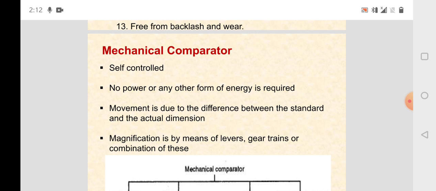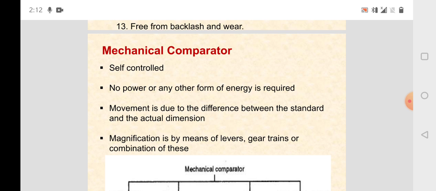As I have already told you, a mechanical comparator is just an assembly of various linkages. It is a mechanism that converts one movement into another, and all this assembly is assembled in an enclosure, and that is what a comparator is. So no power or any other form of energy is required.